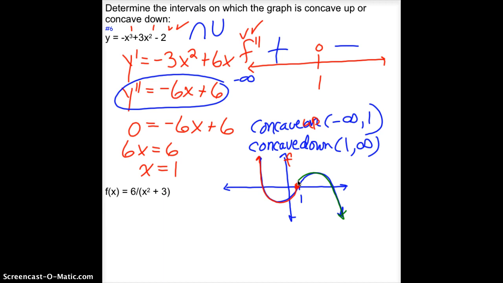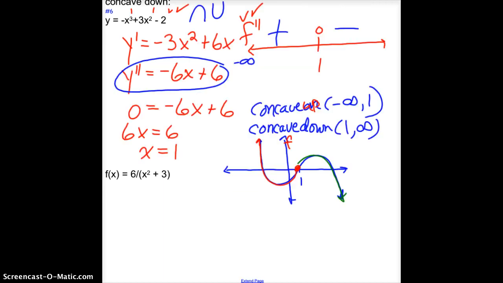So I would have an interval of -1 to 1 for my upward concavity, and 1 to infinity for my concave down.